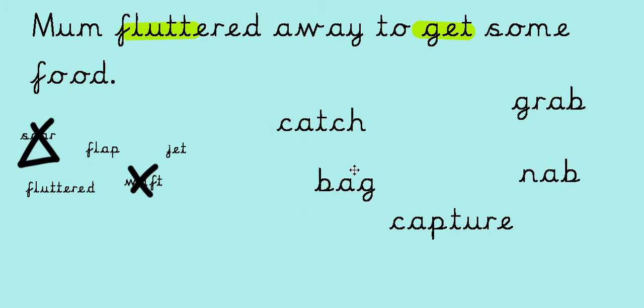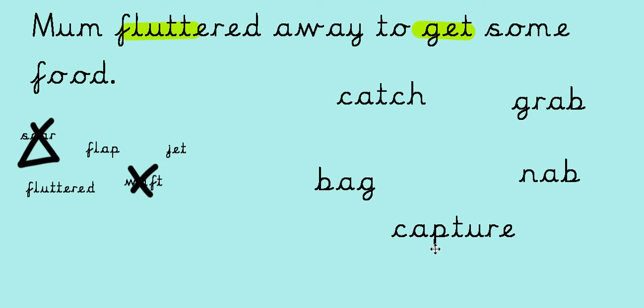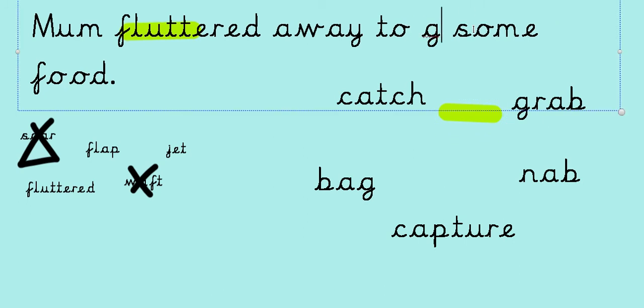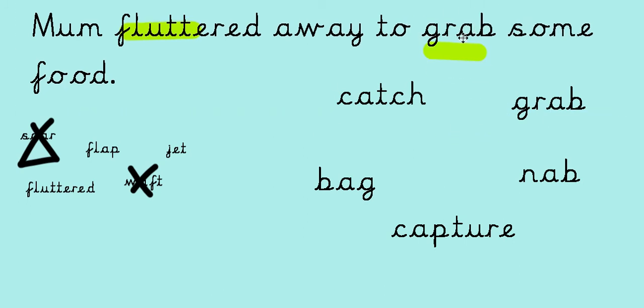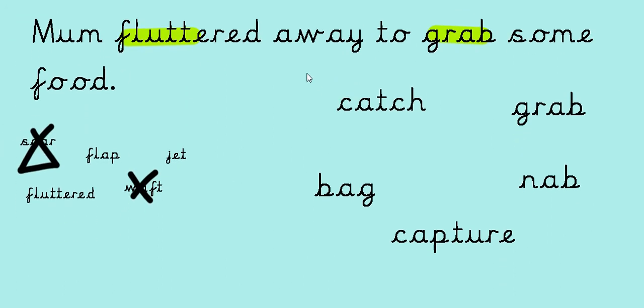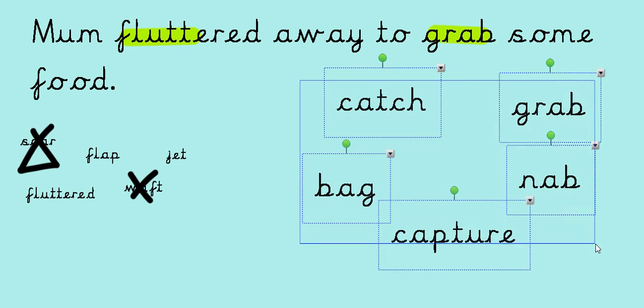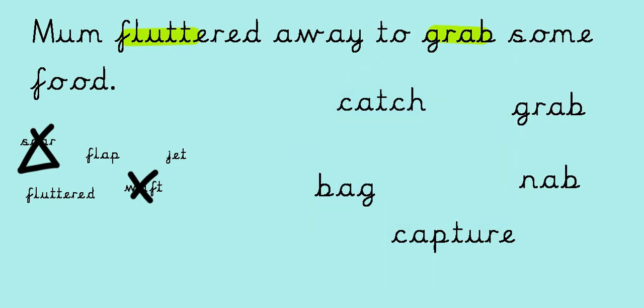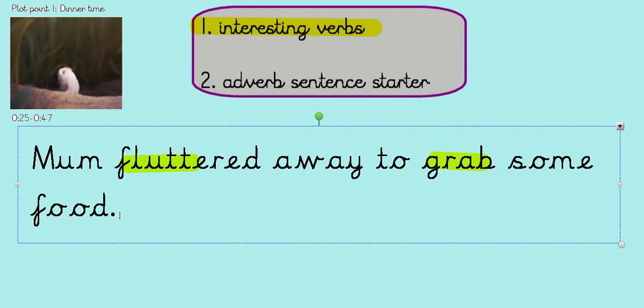So I've got a few different action words now, and I'm going to choose my favourite. Mum fluttered away to grab some food. I like that. Mum fluttered away to nab some food. Not sure. Mum fluttered away to catch some food. I'm going to go with grab. Quite like that. I'm going to get rid of my get because it's so boring. I don't want get. I want grab. Mum fluttered away to grab some food. I quite like that. I've got two interesting verbs now. Well done me. Okay, what happened next?